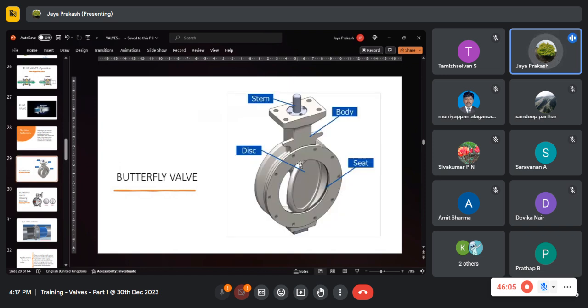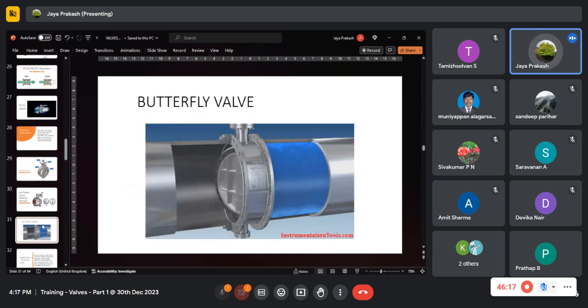It has only a disc here, and a seat is also there. This is the body and the stem. Very simple construction. This is the way the butterfly valve functions.